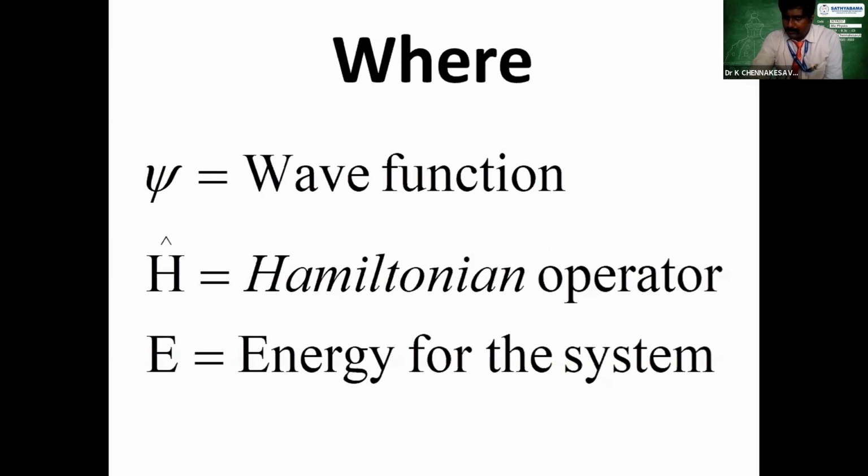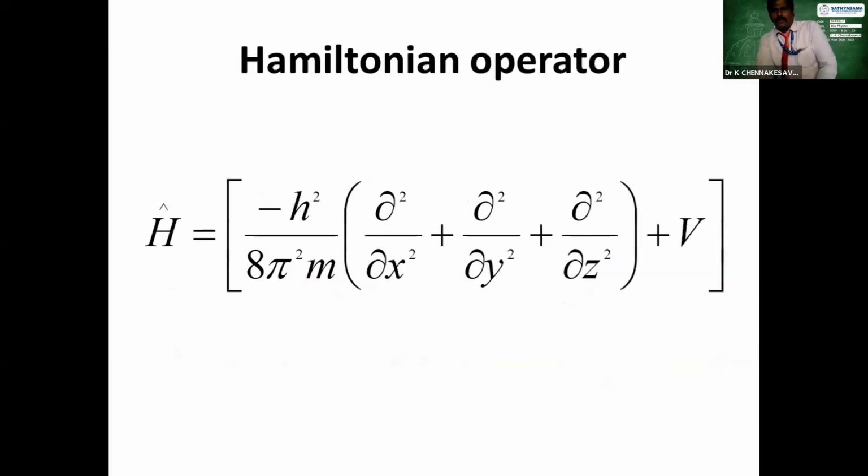And what is this Hamiltonian operator? As we have seen in a table in an earlier slide, the Hamiltonian operator is the kinetic energy plus the potential energy, E plus V. That is what we are writing here in mathematical representation, H cap equal to minus h square by 8 pi square m. Why is the minus arising here?